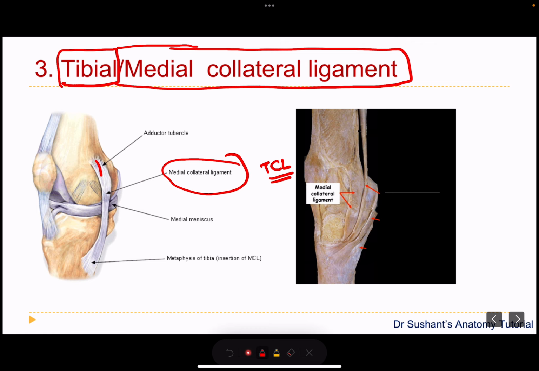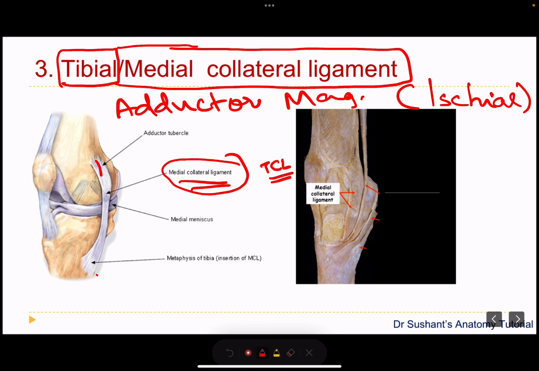This one is the medial collateral ligament. So this ligament morphologically is the detached distal part of the ischial head of the adductor magnus muscle. So it is a divorced tendon of the ischial part of the adductor magnus muscle. Now it has got two parts. It has got a superficial part and it has got a deep part.